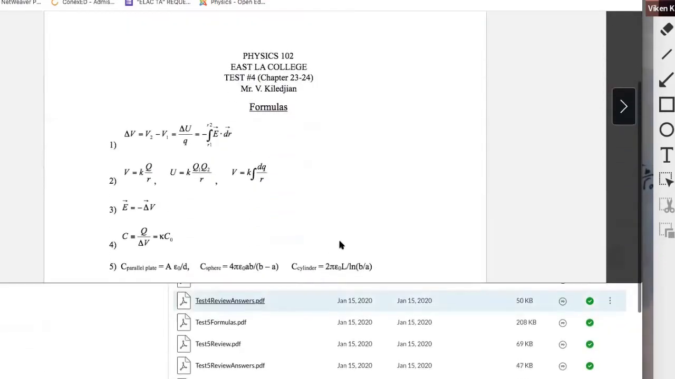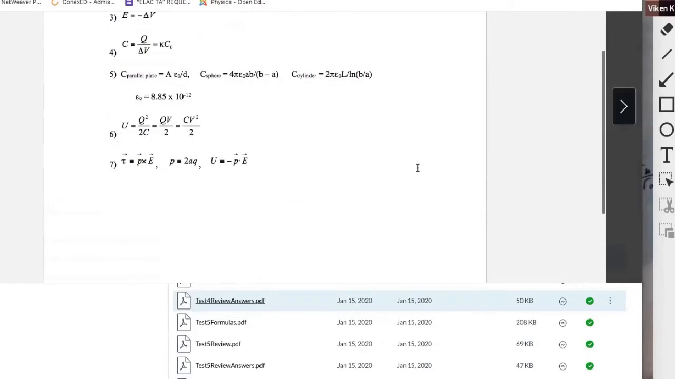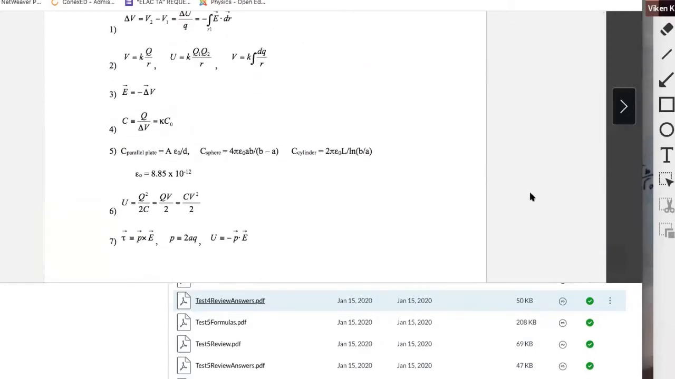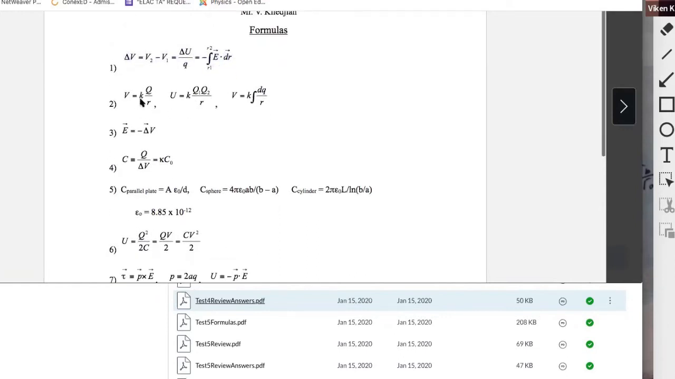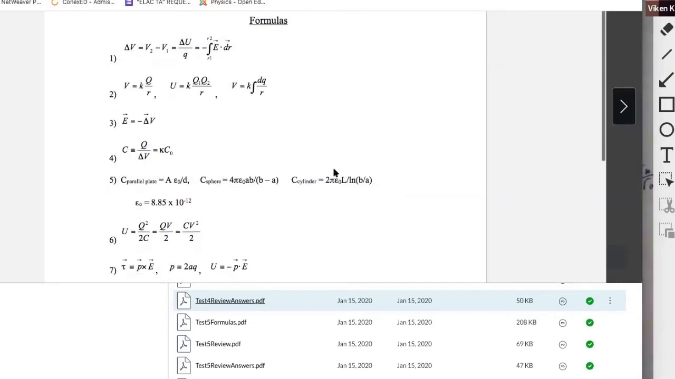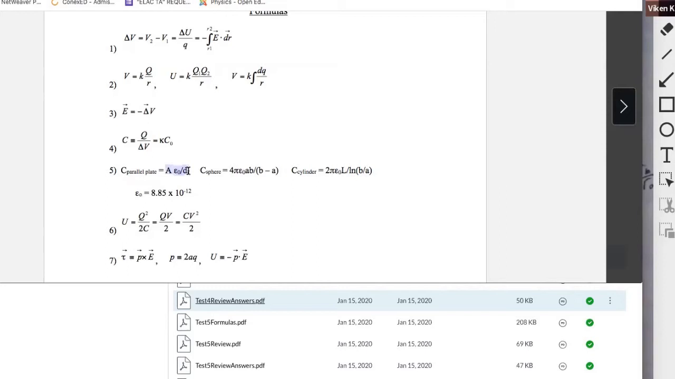So this is the formulas that are kind of relevant for this next chapter. I've got the formula for the voltage difference between 2 points, the voltage of a point charge, potential energy, electric field is negative derivative of potential energy, capacitance is Q over delta V. So I've got the parallel plate A E0 over D, the cylinder, yeah, I wrote it in terms of the E0, right? So it should be 2 pi E0 L divided by ln of D over A. Yeah, so D is the outer radius, and then the A is the inner radius.